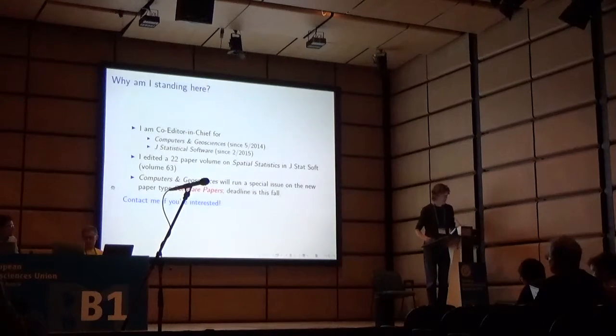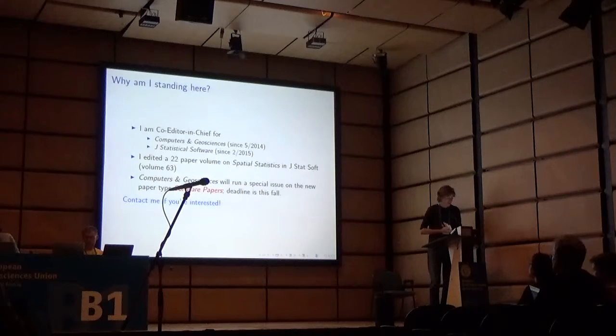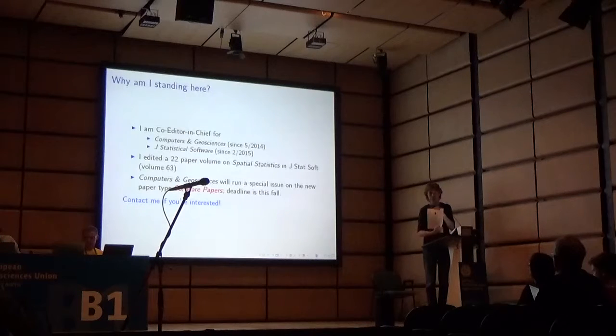I'm standing here because I'm co-editor-in-chief for these two journals, and we publish software papers. I recently added a special volume for the Journal of Statistical Software, which had 22 papers on the topic of spatial statistics. Tom Hengel was one of the authors of one of the papers. And now at Computers and Geosciences we will run a special issue, and here is a call for papers for the special issue, a call for software papers.